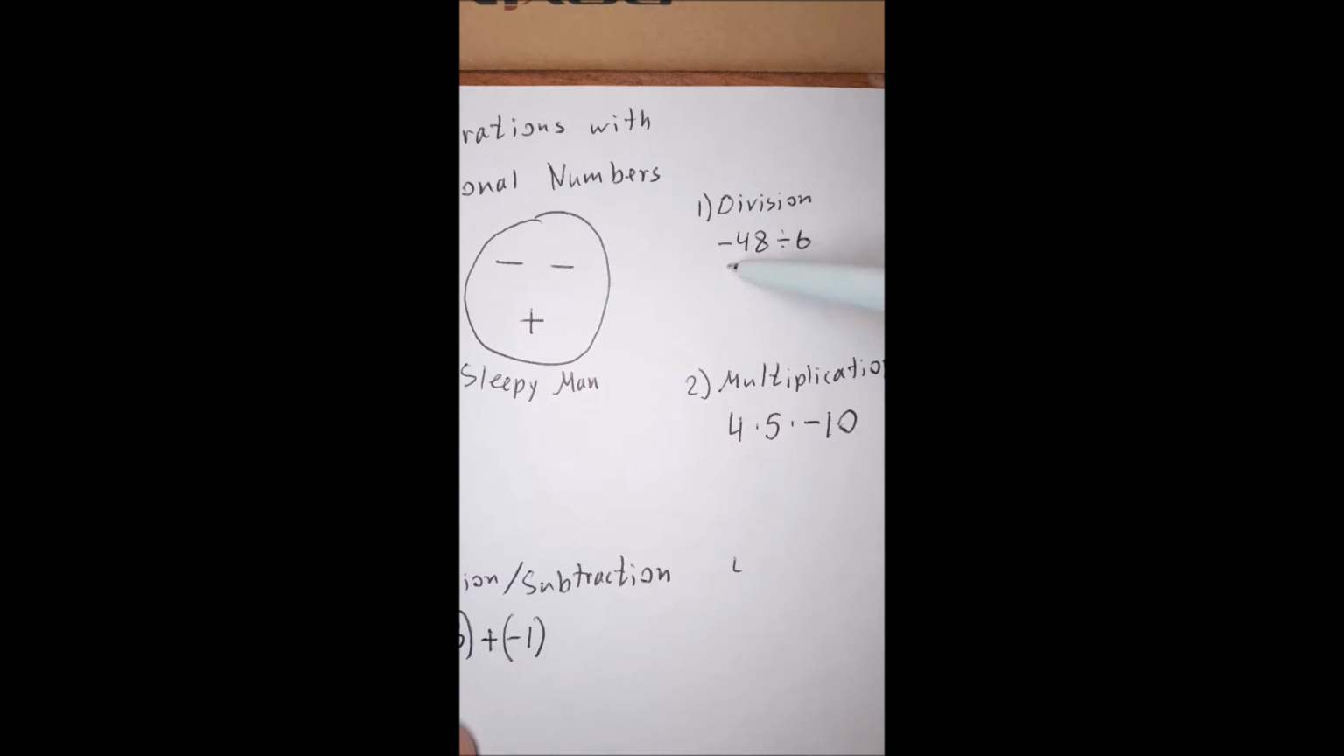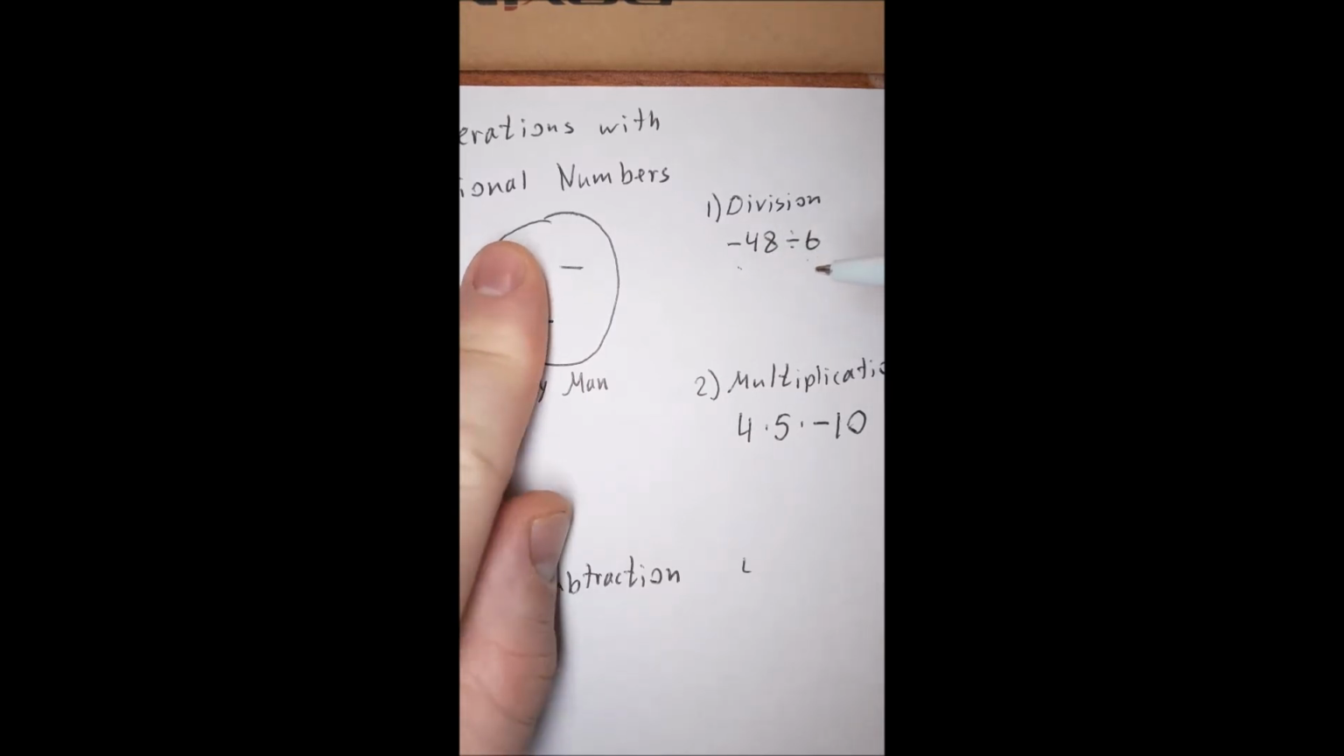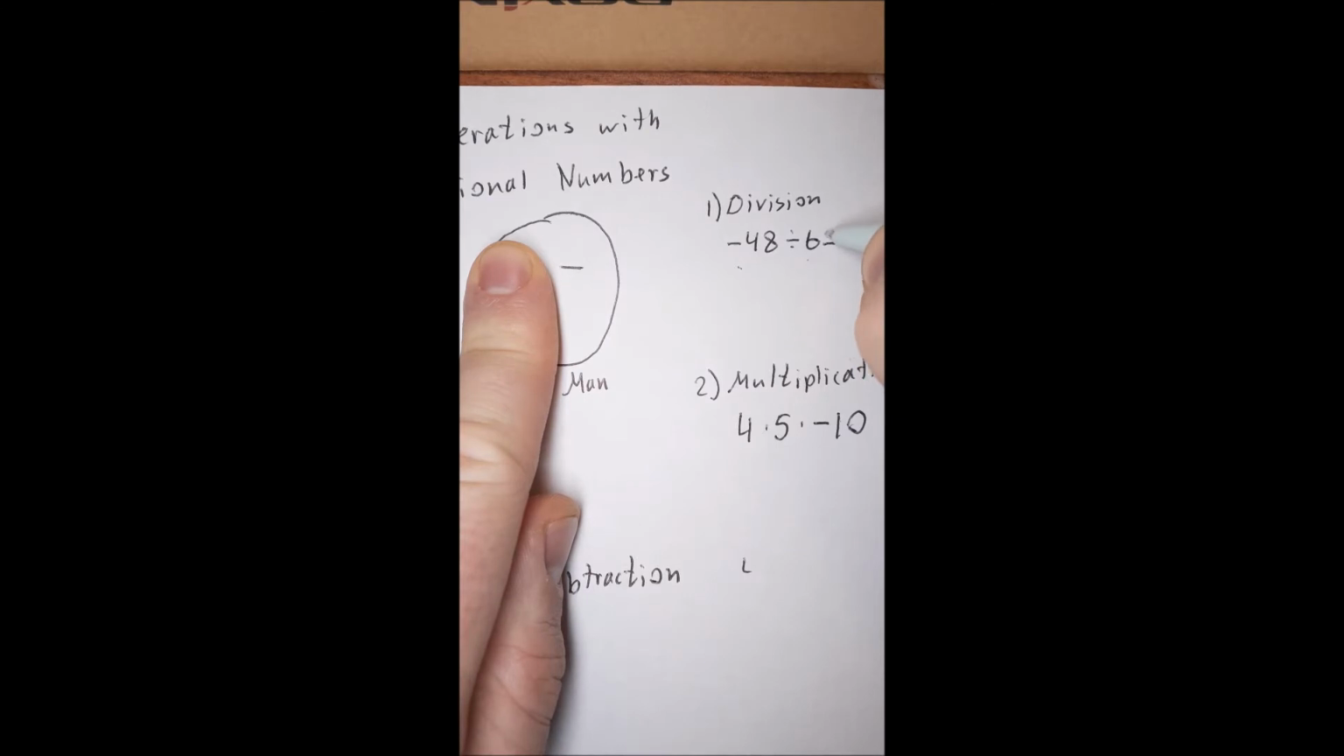So check it out. Example 1, it's negative 48 divided by positive 6. So you need to find out what kind of outcome it's going to be. You take your finger and you see one number is negative, one number is positive. So you cover one negative and one positive. What are you left with? You're left with a negative. So you know that the number in the answer is going to be a negative number.